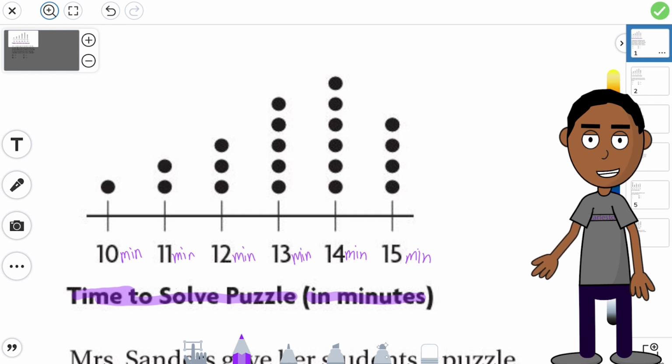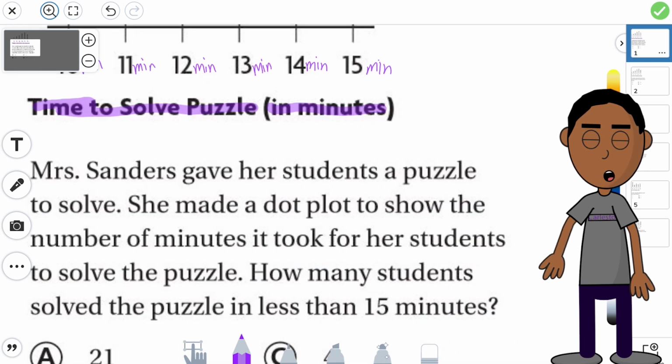Now, I wonder what the dots represent. I know the dots don't represent minutes. So let me go down here just to make sure that I know what they mean. It said, Ms. Sanders gave her students a puzzle to solve. So she made a dot plot to show the number of minutes it took for her students. So the students are the dots. It tells you right here. Students. We're looking for minutes it took the students to solve the puzzle.